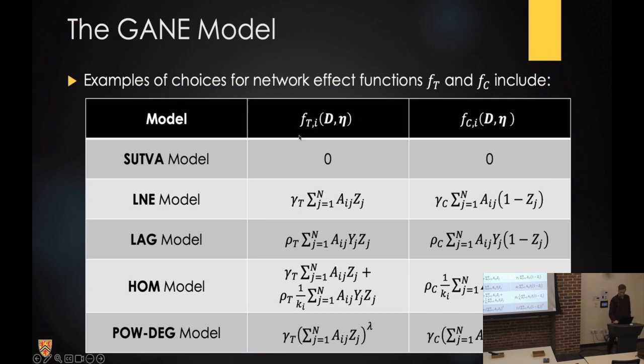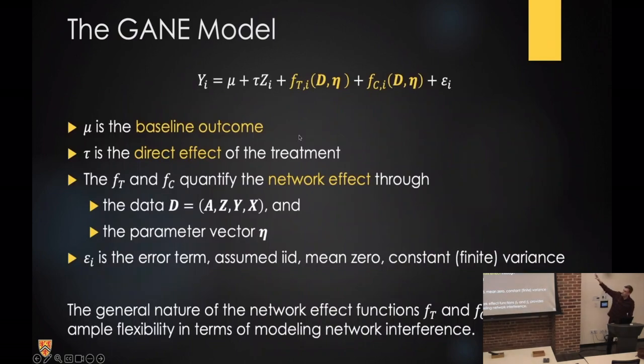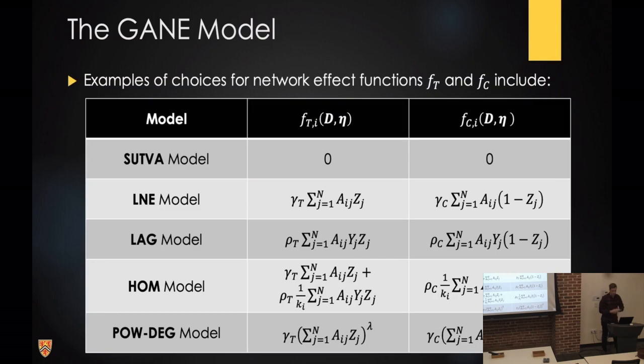Imagine if there were no Fs, like we go back here. Imagine those two yellow F terms, there was just nothing there. In this case, there's no network interference. That is basically what SUTVA assumes. So we call that kind of baseline model the SUTVA one that ignores network interference.